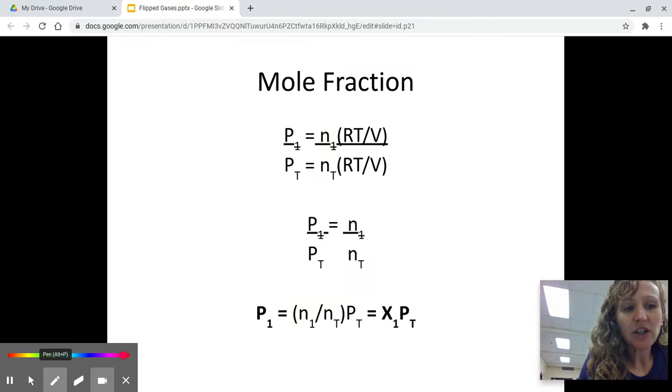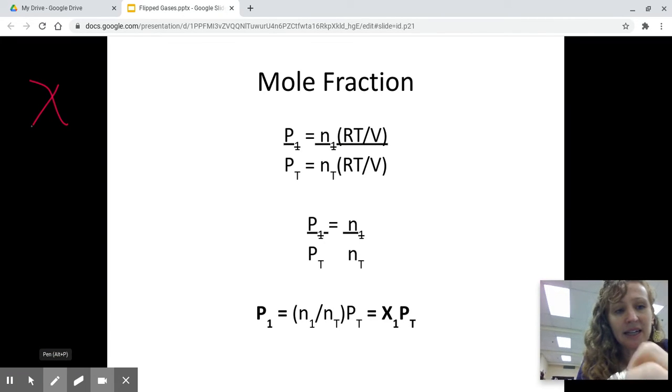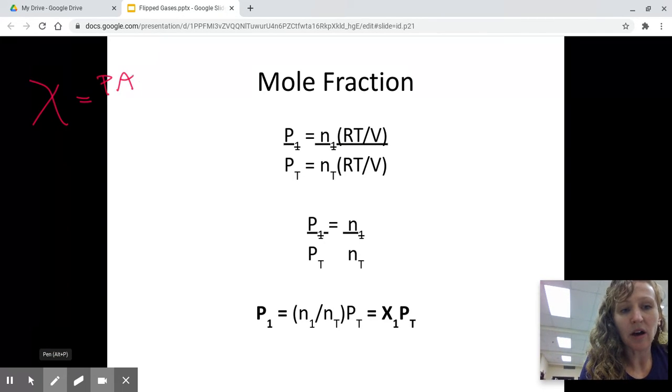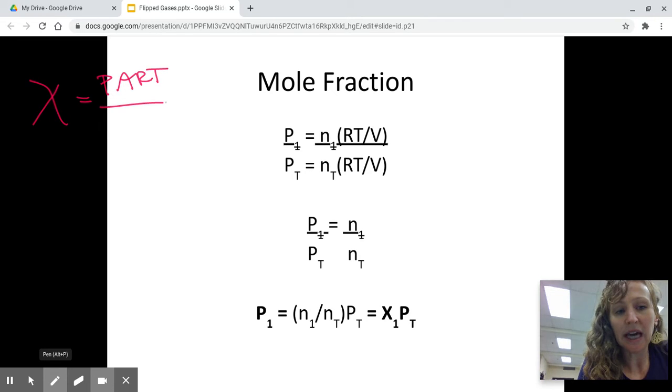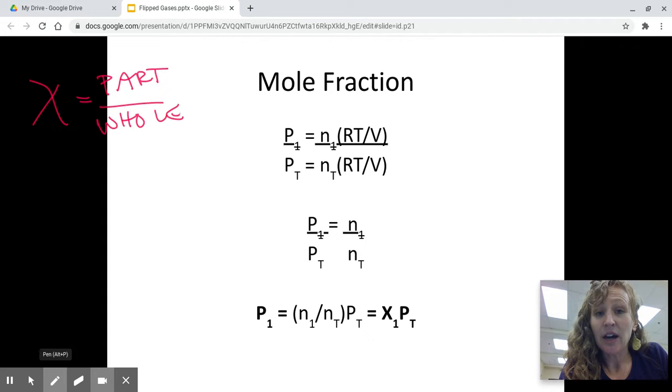So mole fraction is represented by chi, and it's going to be a part of what you're looking at over the whole, like all fractions or percentages are, right? It's a part out of a whole. And usually when we're talking about mole fractions, we're talking about a solution or a mixture. And that's what we're talking about here also. It's a solution or a mixture of gases specifically.